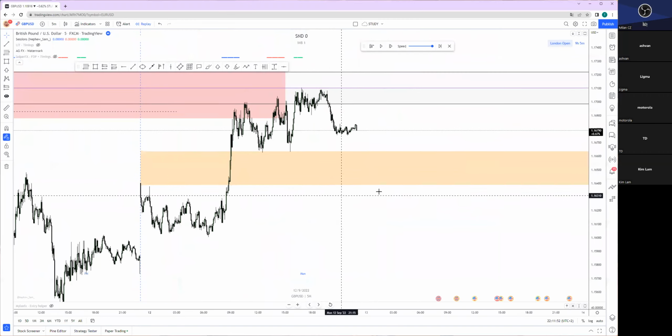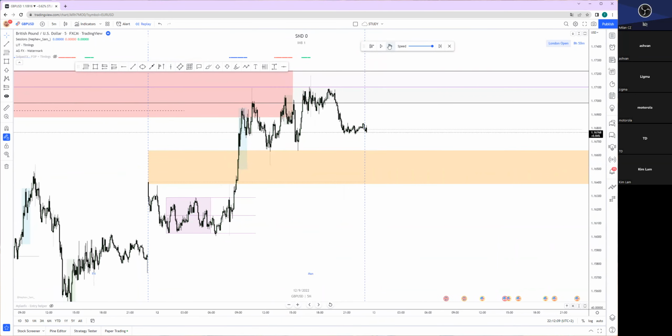Okay, late timing. Yeah, I have to get rid of the night color. Yeah. So let's skip the Asian.